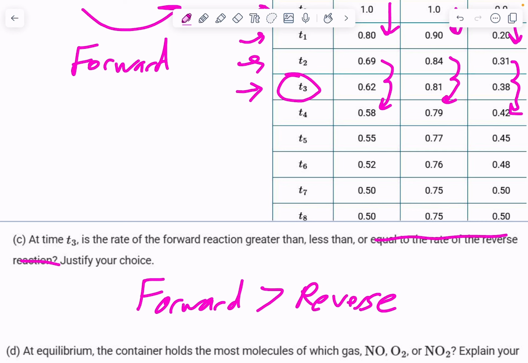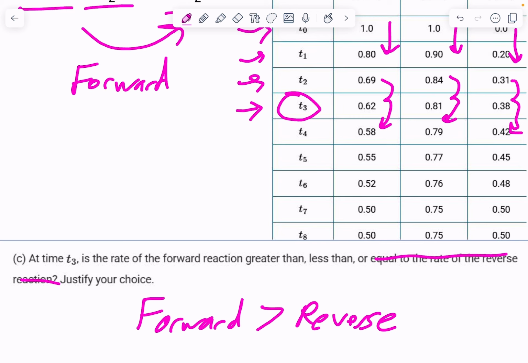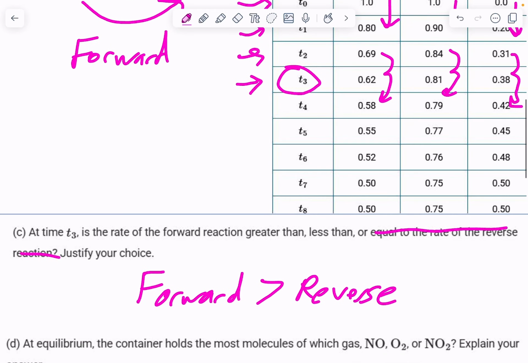Okay. Now don't write this as your answer. On the AP test, you should write out that the rate of the forward reaction is greater than the rate of the reverse reaction because reactants are being turned into products. That would be the justification for your choice. So forward is greater than reverse because reactants are turning into products. Once again, do not write it like this. Just state it as I'm talking about it.